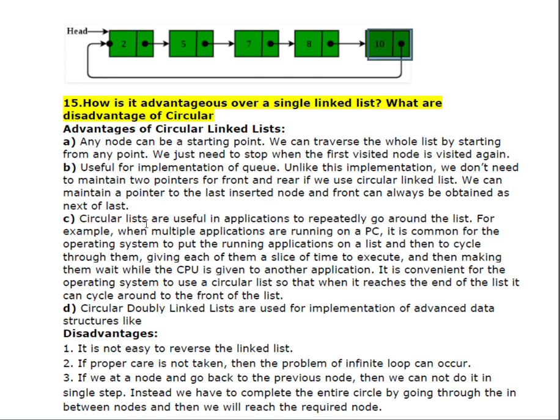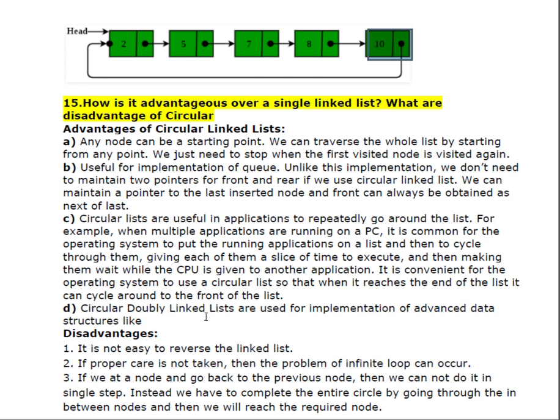Circular lists are useful in applications to repeatedly go around the list. For example, when multiple applications are running on a PC, it is common for the operating system to put the running applications on a list and then to cycle them around, giving each of them a slice of time to execute, and then making them wait while the CPU is given to another application.